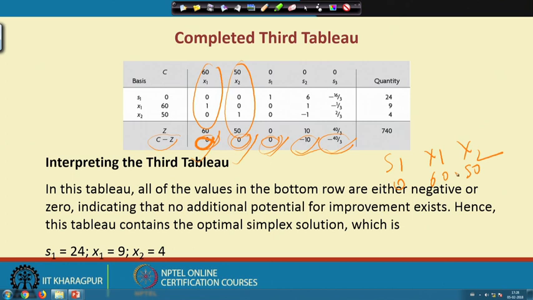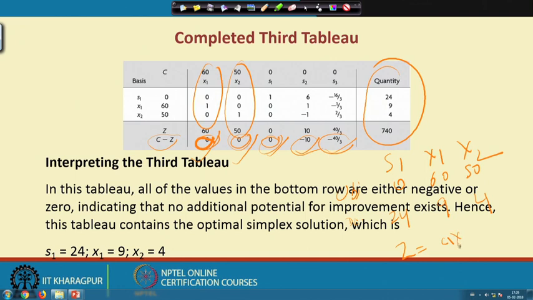Now, we would like to know what the optimum structure should be. So, that is the cost coefficient, and as far as the values of the decision variables are concerned, this is the x b, that is the values of the basic variables. So, now corresponding to the coefficients of the objective function, the values of the decision variables will be, for S 1 it is 24, for x 1 it is 9, and for x 2 it is 4.